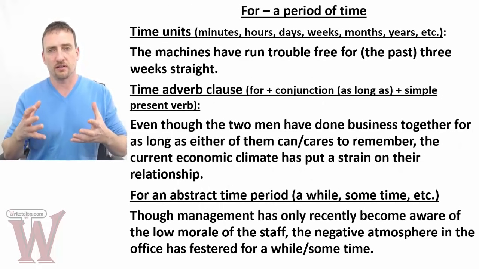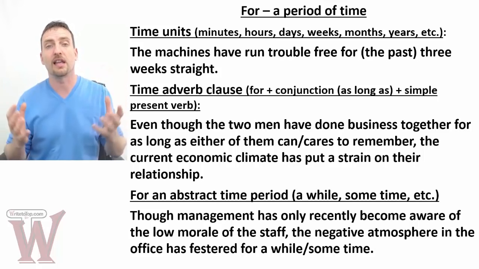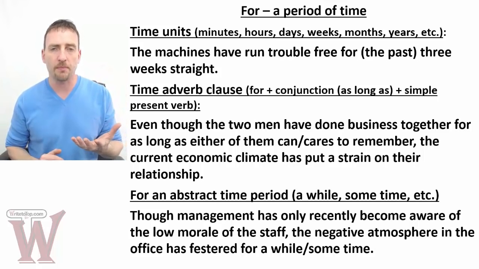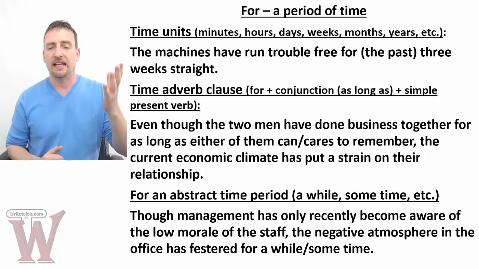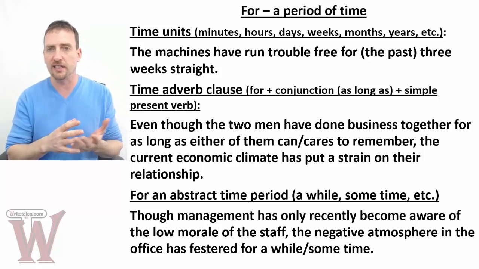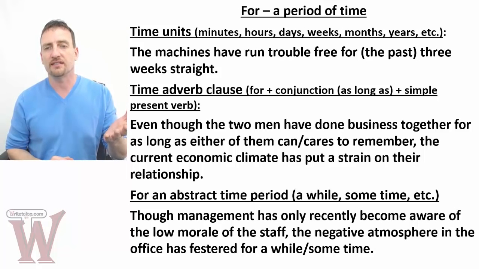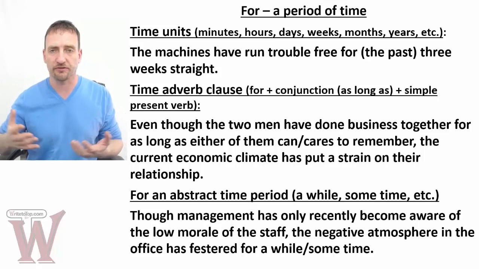When we use the time expression beginning with for, we're always looking at a period of time, a collection of time. Now, the most common is the time units: minutes, hours, days, weeks, months, years. These are set units of time, and they go easily with for. The machines have run trouble-free for 3 weeks straight, or for the past 3 weeks straight. Of course, I can use have been running trouble-free, that's fine.